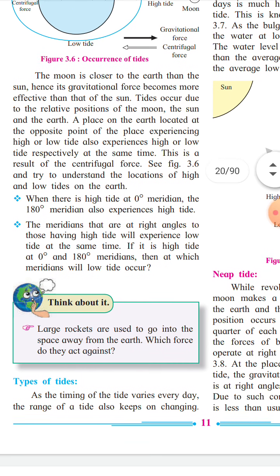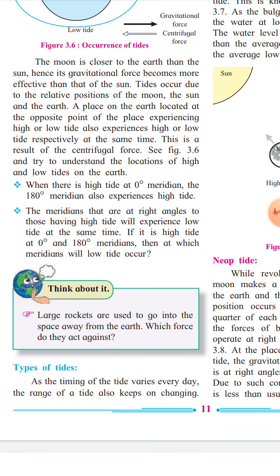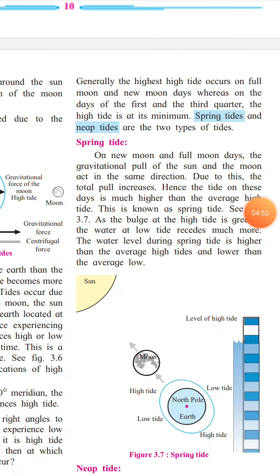Then types of tides. Okay, now we learn types of tides. As the timing of tide varies every day, the range of a tide also keeps on changing. Generally, the highest tide occurs on full moon and new moon days, whereas on the days of the first and the third quarter, the high tide is at minimum. These are called spring tides and neap tides, the two types of tides.